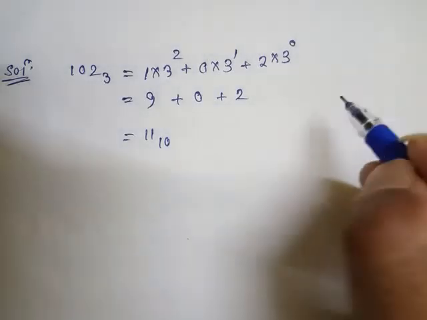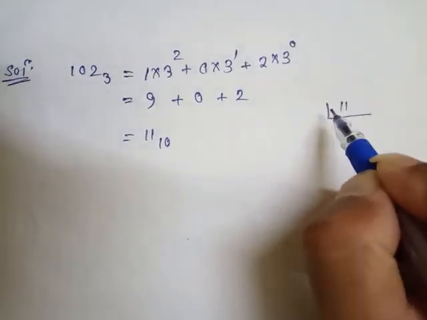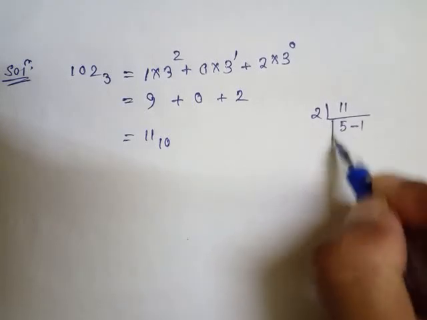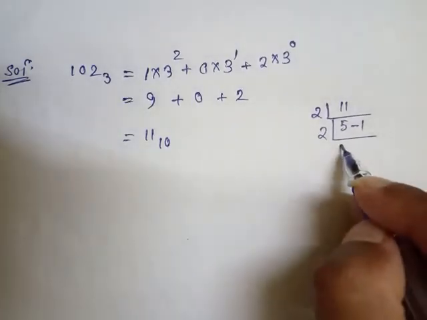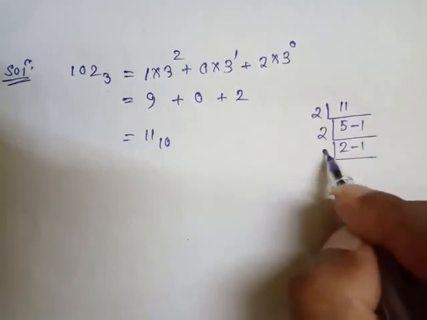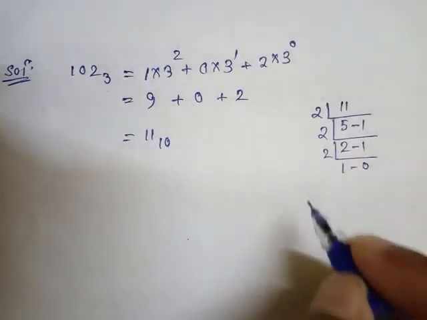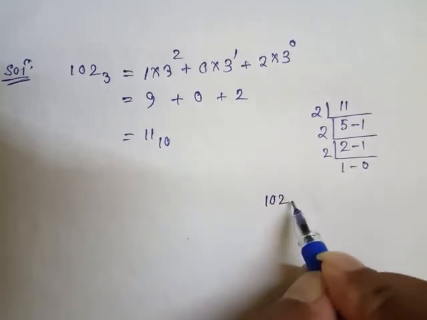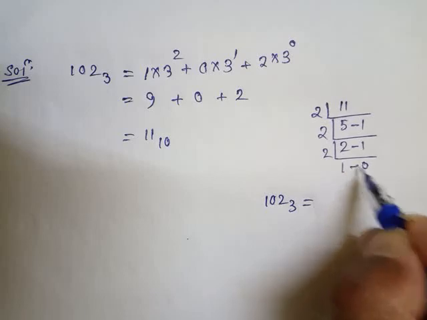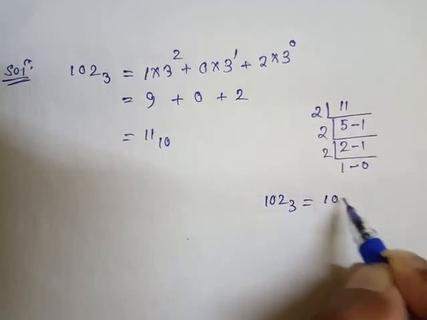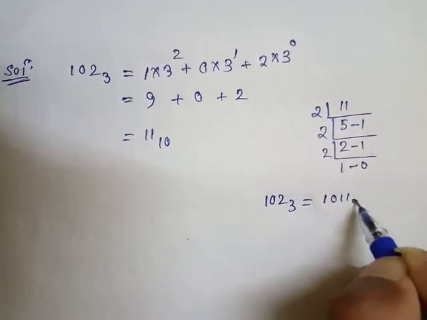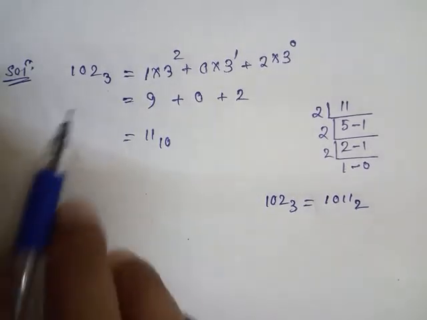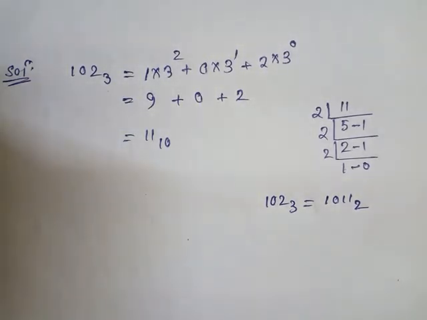How to solve this one? Look, 11, and since it is binary, we'll divide by 2 only. 5 2s are 10, remainder is 1. Again divide by 2: 2 2s are 4, remainder is 1. Again 2 1s are 2, remainder is 0. So 102 base 3 equals, starting from the bottom, 1011 base 2. This is the conversion of 102 base 3 into binary.